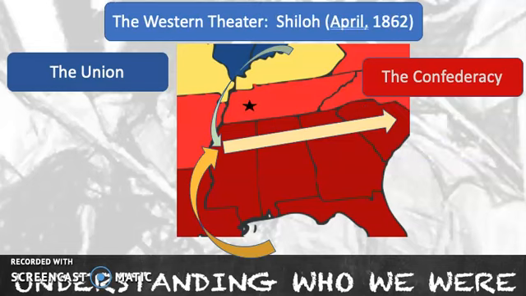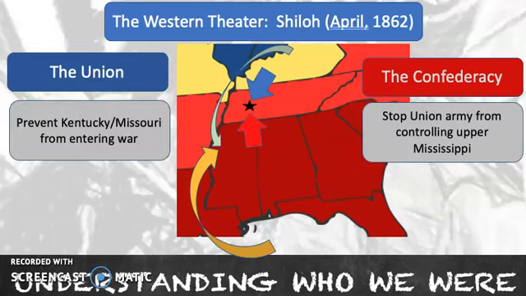So the first battle that we want to talk about is Shiloh. Shiloh is right there in western middle Tennessee. Basically, the goal of the Union being there is to prevent Kentucky or Missouri from entering the war. You can see how close it is to those yellow border states, those in-between states. And the Confederacy is trying to block the control of the Ohio River.